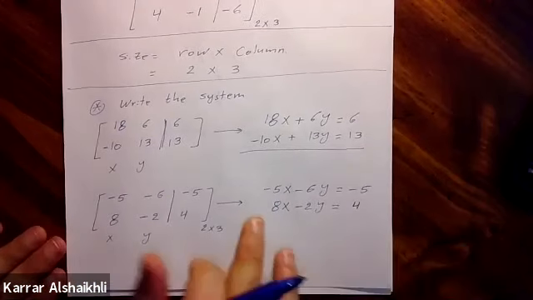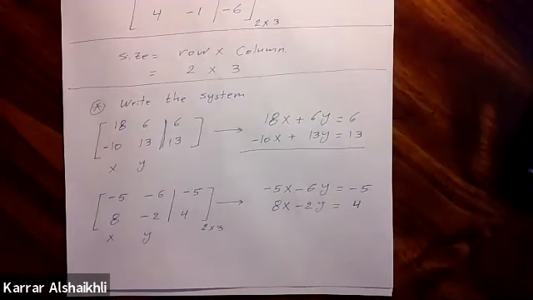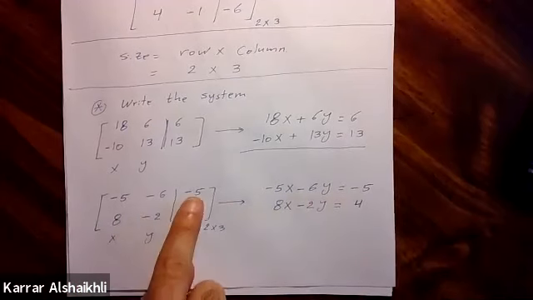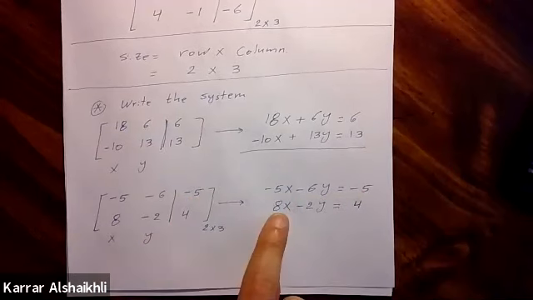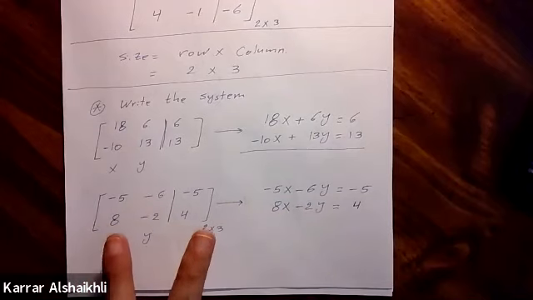This is the augmented matrix, and we're going to write down the system. It's going to be easier because you just have to write down exactly the same thing. Choose the same variables, x, y: negative 5x minus 6y, here is the equal sign, negative 5. 8x minus 2y, and here is the equal sign, 4. And so for this augmented matrix, here is the system.